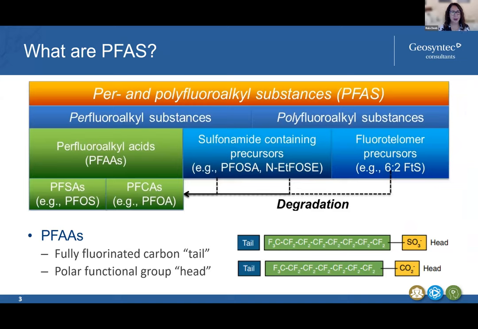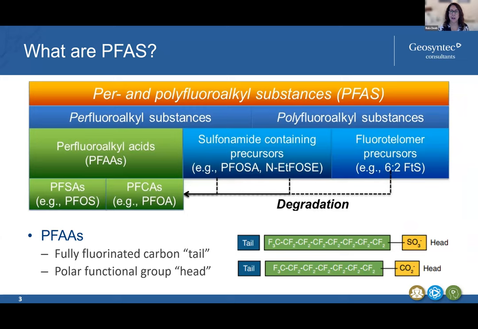So we're going to start with PFAS. As Krishna said, PFAS is per- and polyfluoroalkyl substances. So it is a plural. We refer to PFAS as R. There are over 8,000 known individual PFAS substances.